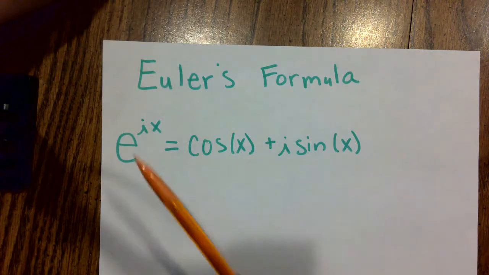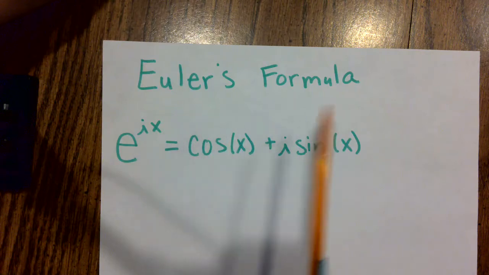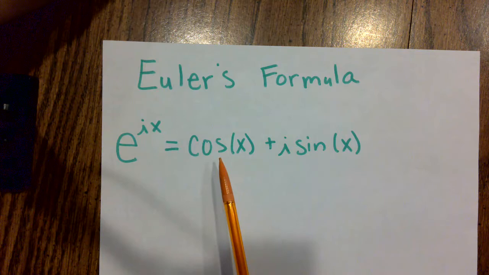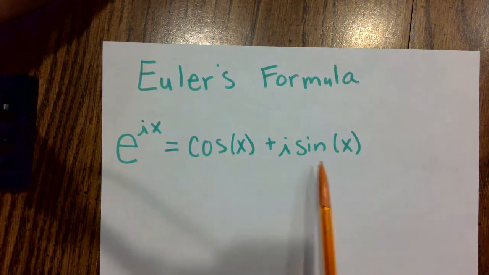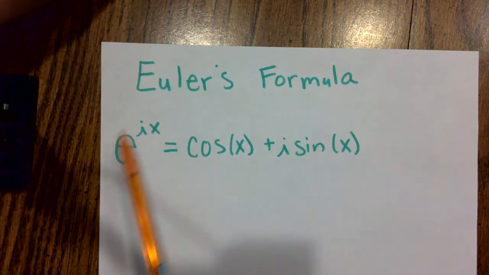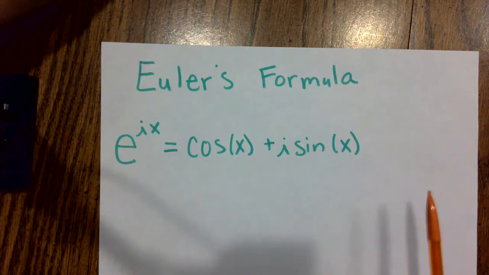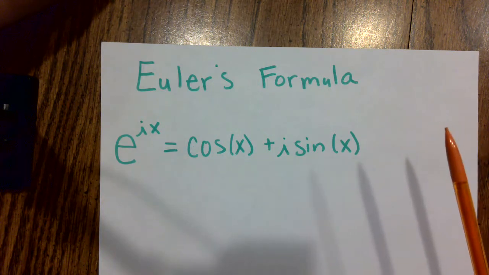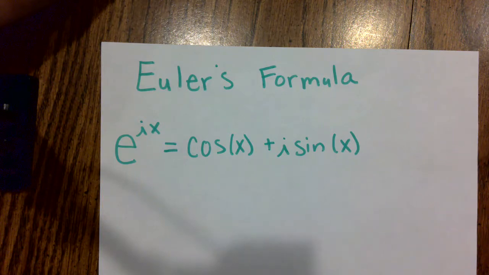So we have this amazing formula, Euler's formula. We have this imaginary number, because we have an i here, that is equal to a real number plus an imaginary number. Now I'm going to show you why this works. I need you to understand why this works before I can get into the real application of complex numbers that you're wondering about.